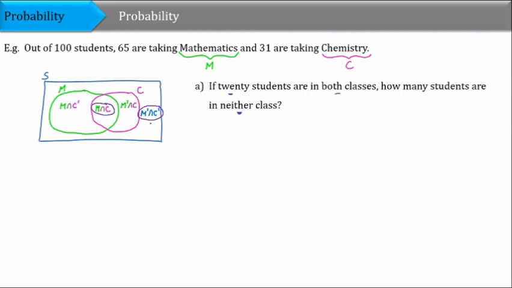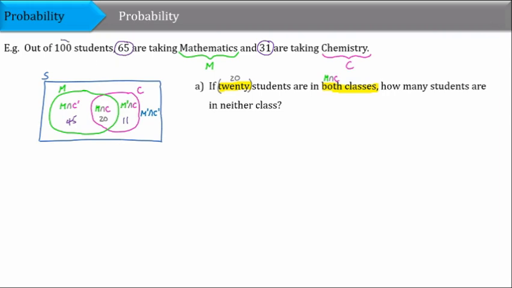So if you write in that information, then we have 20 in the middle, but we also know how many are taking mathematics. That's 65. So that means the green event here contains 65 students. So if 20 is in the middle, then 20 subtracted from 65 means that 45 students are sitting over there. We also know that 31 students are taking chemistry, in other words sitting in the pink event. So if there's 31 in the pink event and 20 in the middle, that means 20 subtracted from 31, so that will be 11 sitting over there.